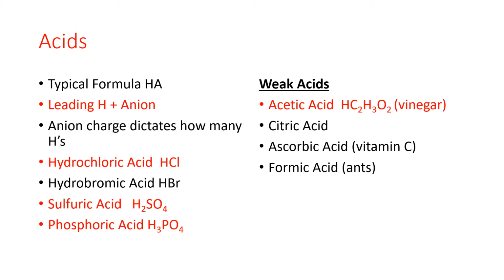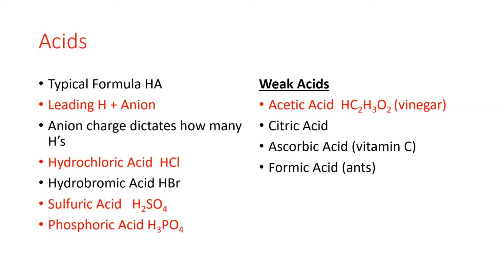All right, so acids typically have the formula with a leading H, HA, where the H is acting basically like a metal in ionic compounds. It's the first thing listed and it has a positive charge. The anion's charge will dictate how many H's you need. So hydrochloric acid, where you have Cl-, needs 1 H. Sulfate, SO4 2-, would need 2 H's. Phosphate, which is a 3- charge, would need 3 H's to be neutral. So these are just some examples of some acids.